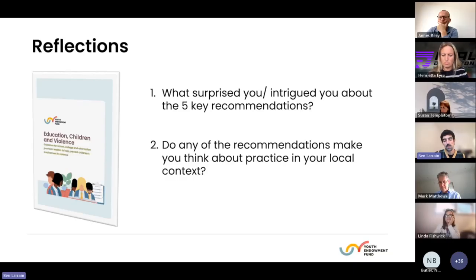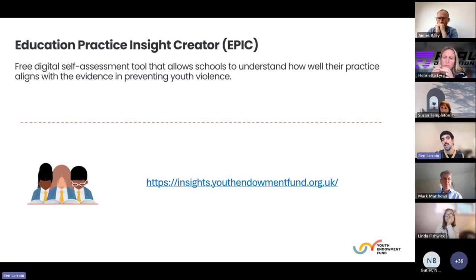Generally when we present the 5 key recommendations, education professionals feel that they score quite well. They are generally doing a lot of the practice that we recommend, which I think is really good. But I do think there's a lot of nuance in how you deliver some of these things, and how much thought has gone into specifically targeting these interventions at the most vulnerable students that you have.